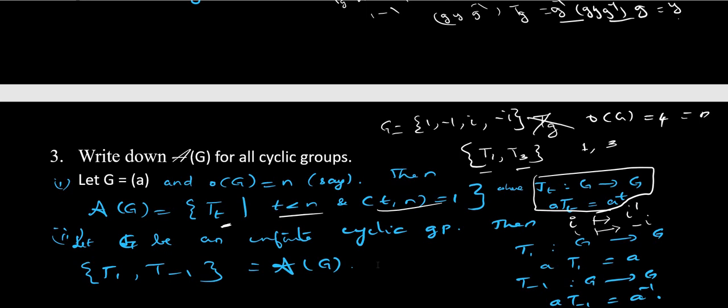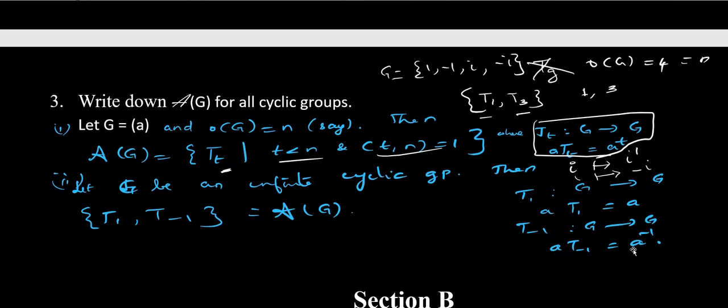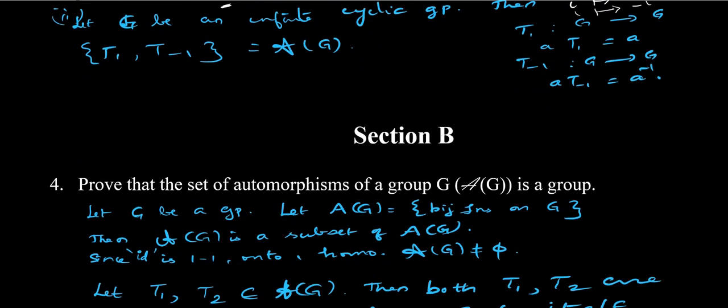The next one is when G is an infinite cyclic group, which means we have only two automorphisms: one is T suffix 1 and the other is T suffix minus 1. T suffix 1 will take the generator A to itself, and T suffix minus 1 takes any generator A to its inverse. So that is how script A of G is defined in the case of an infinite cyclic group and a finite cyclic group. Right.